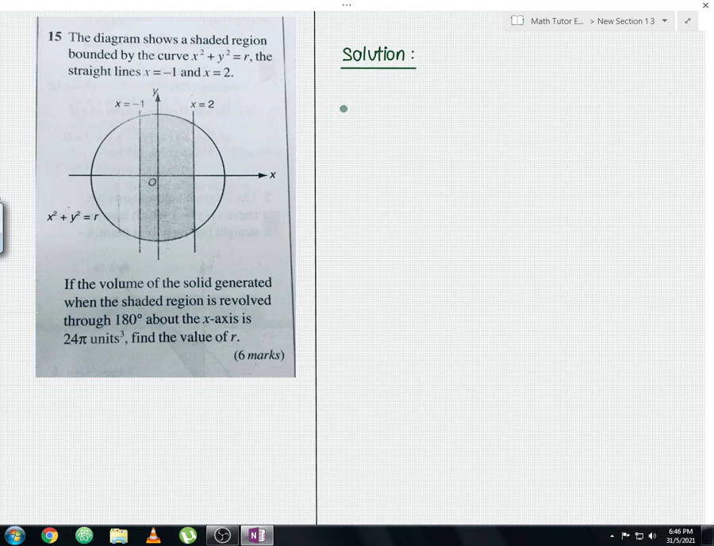Now I'll be discussing Form 5 Additional Mathematics Chapter 3 Integration Long Question Example 4.